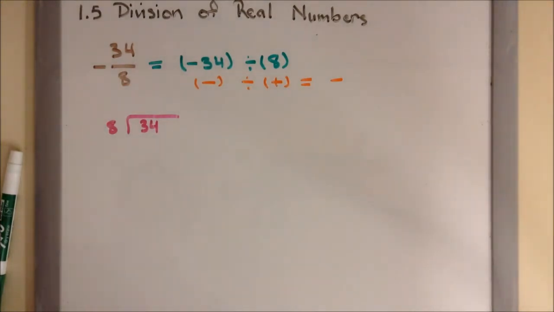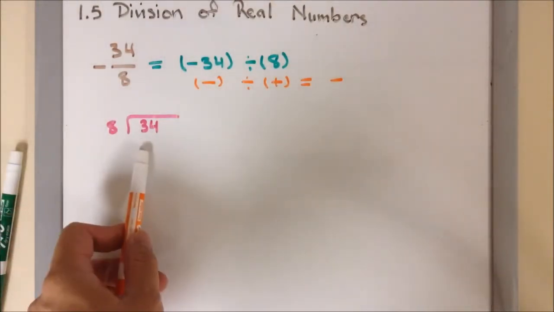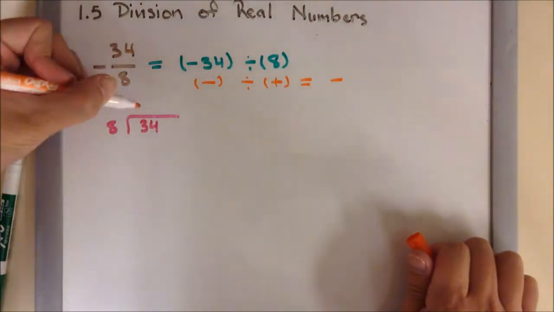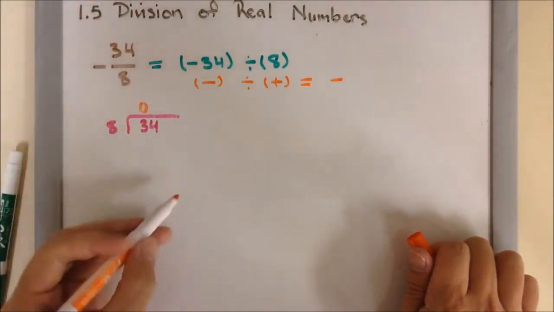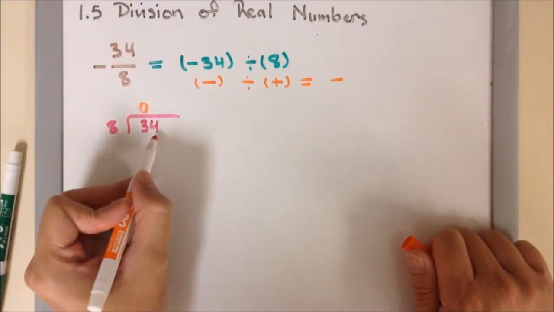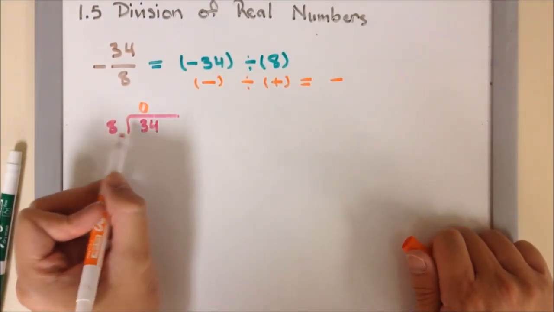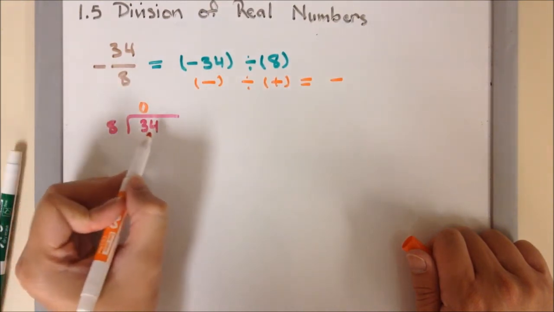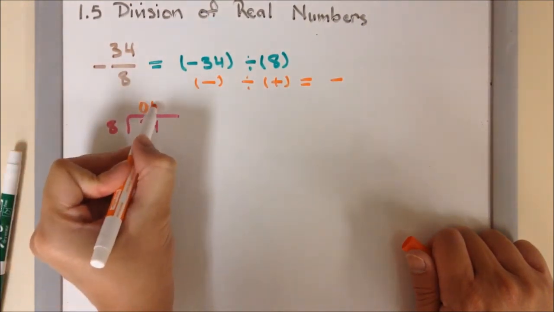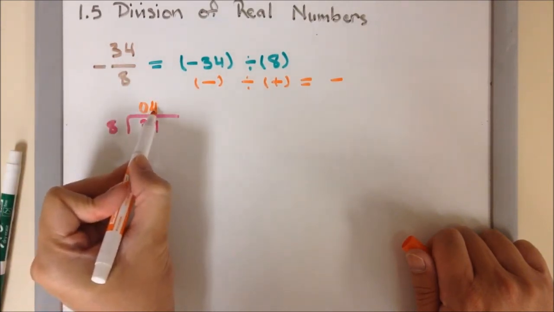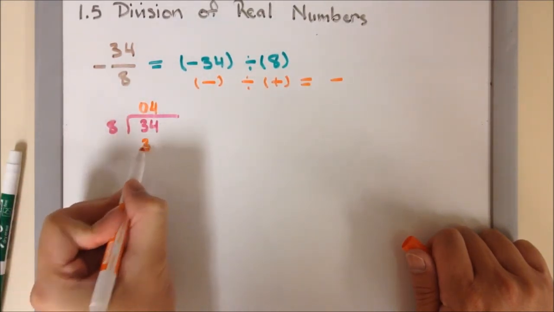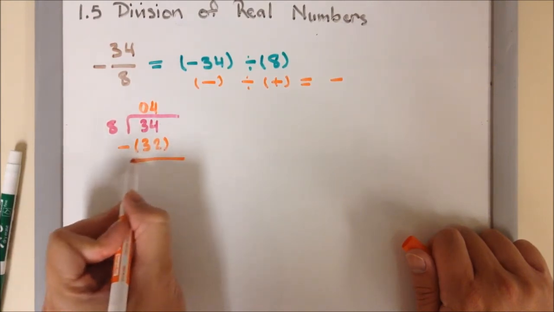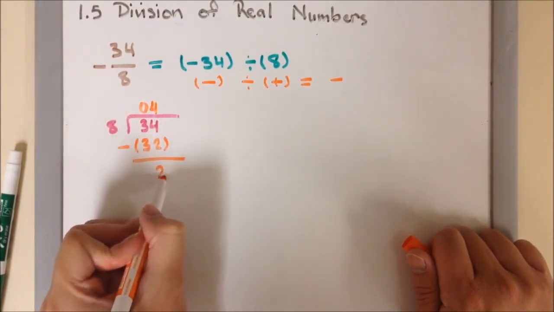Checking with the 8. Does 8 go into 3? It does not, because 8 is greater than 3. So put a 0 on top of the 3. Now I'm using a 4, so it's going to be 34. Does 8 go into 34? It does. So 8 can go in 34 4 times. 4 times 8, that's 32. Subtract. 34 minus 32, that's 2.